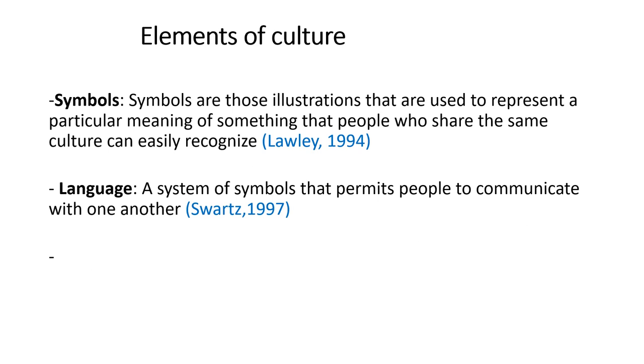Next, elements of culture. We will discuss them in short detail. Number one is symbols. Symbols are those illustrations that are used to represent a particular meaning of something that people who share the same culture can easily recognize. A person who does not belong to the same community, who belongs to a different culture, may find it very difficult to understand those symbols easily. These are interpretations with hidden meanings that particular members of the society can understand. Otherwise, the rest of the people may have difficulty understanding all those symbols.